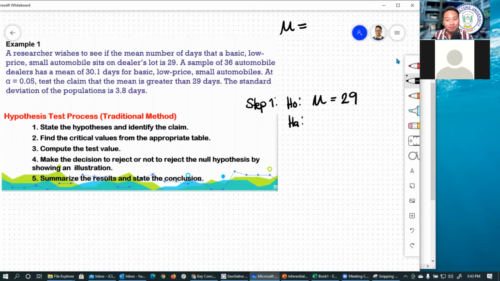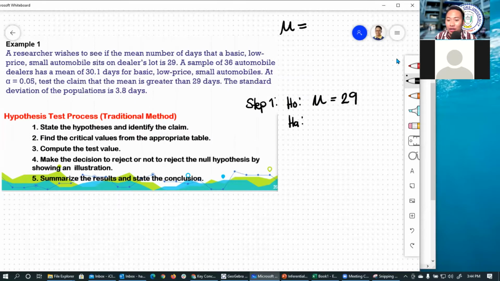Does it make sense? So guys, whenever you answer problems like this, you really have to read the statement or the situation and understand it. One way to understand is to try to relate yourself to what's going on with the problem. Okay? So according to the researcher, there is an average of 29 for basic low price small automobile dealers. So that's the average for the population.